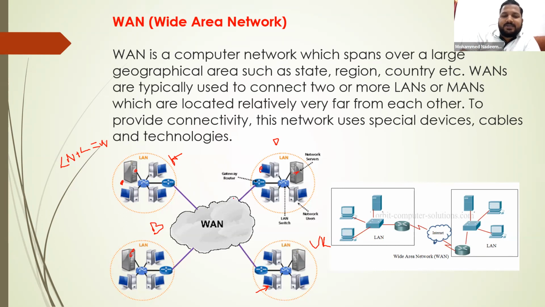Behind WAN technology, when you look at this cloud, this cloud is called the ISP. In the networking world, the ISP plays a very big role. ISP means Internet Service Provider. What is an internet service provider? They give you a service. For example, you have an internet connection.